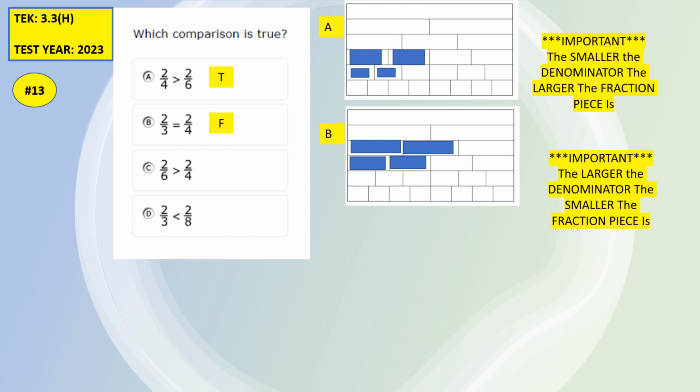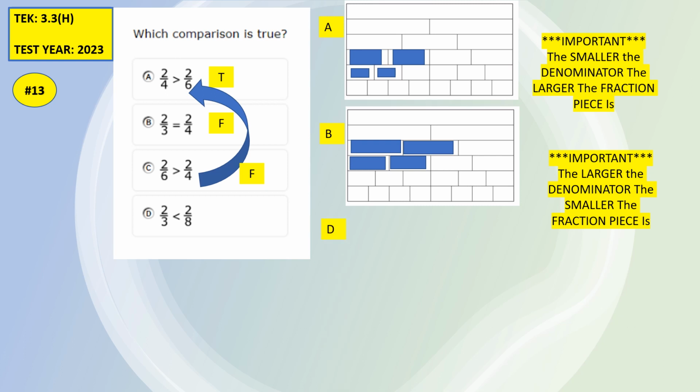Now let's look at C. C looks familiar. Do you know why? Because all they did was flip the numbers from A. Now, if 2/4 is greater than 2/6, then we should know that 2/6 is not greater than 2/4 because we already figured out that 2/4 was bigger than 2/6. So that's false. We don't even need to create another fraction strip model because we can look at A and tell that that's false.